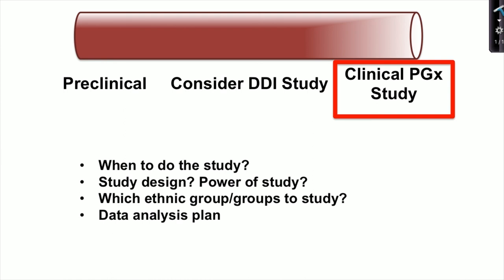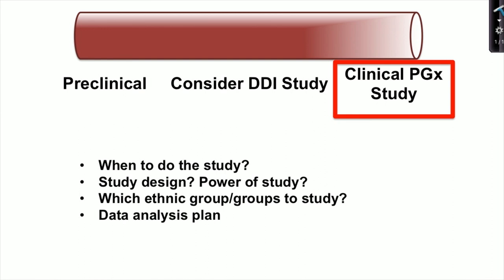You have to have people who are homozygous for that variant of interest, because as you saw, the big effects on drug levels occur in individuals who are homozygous. Which ethnic group do you study? Certainly, if you're looking at the BCRP variant, which is present at high allele frequencies in East Asians, you may want to do the drug-drug interaction study in East Asians, because you'll have a large population of people who harbor that genetic variant. And then you need an important data analysis plan. And this definitely requires working with statisticians, geneticists, et cetera, for the clinical pharmacogenomic study.